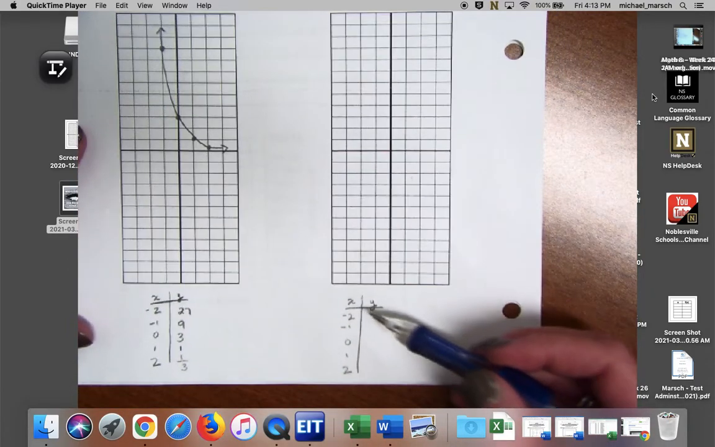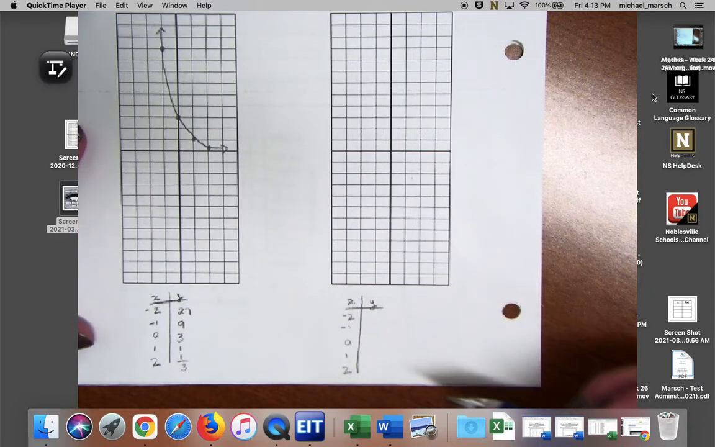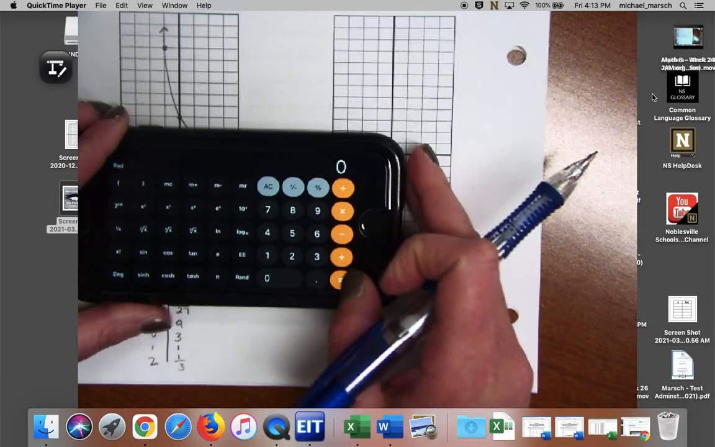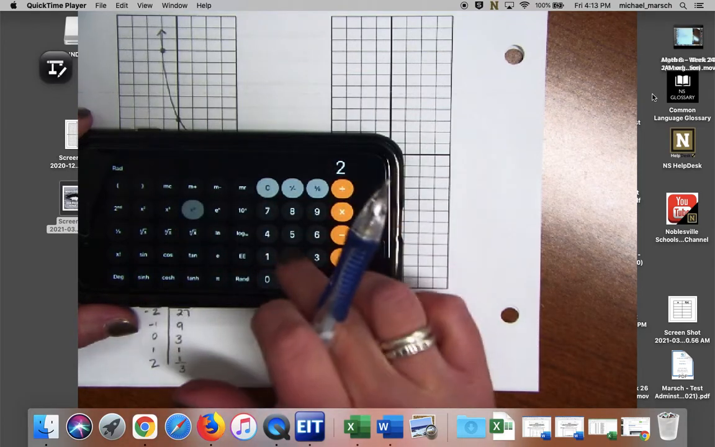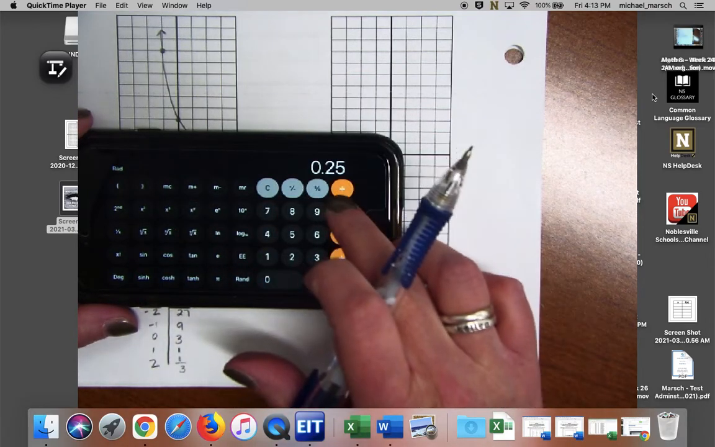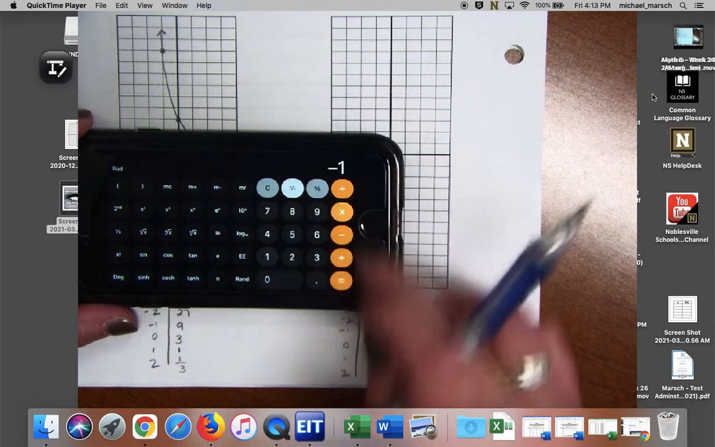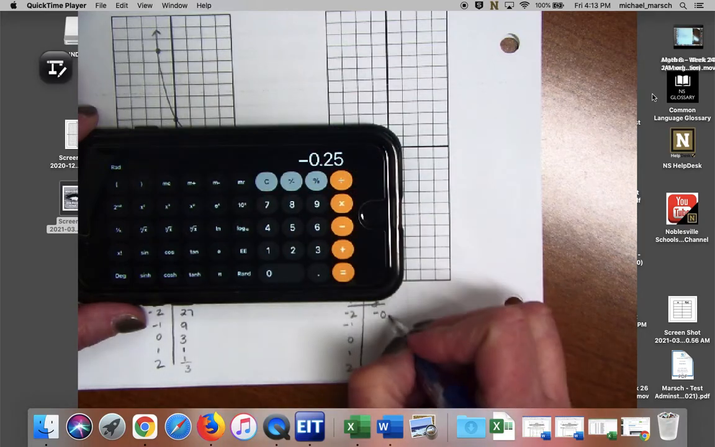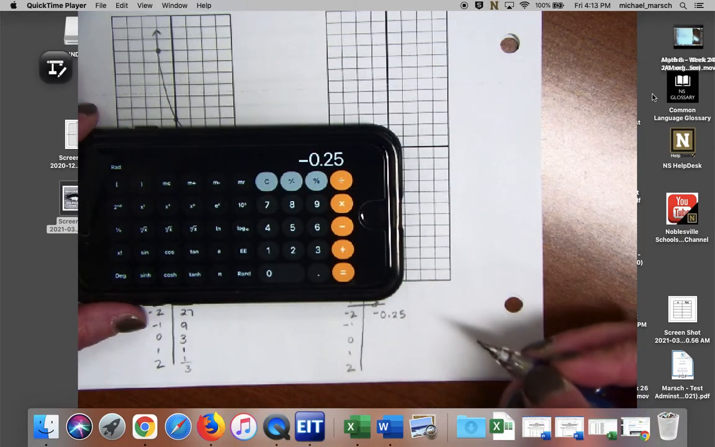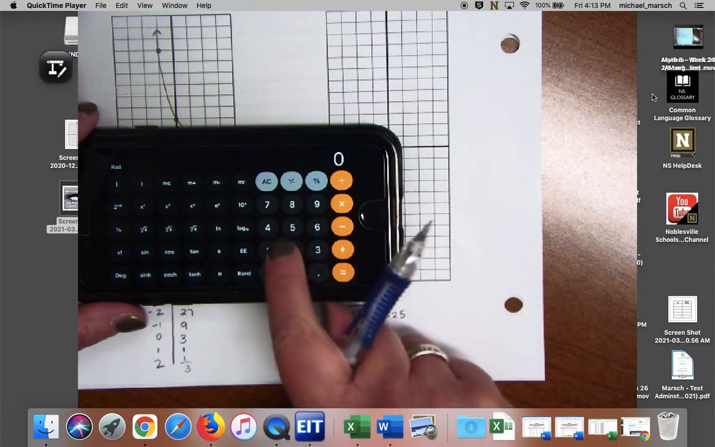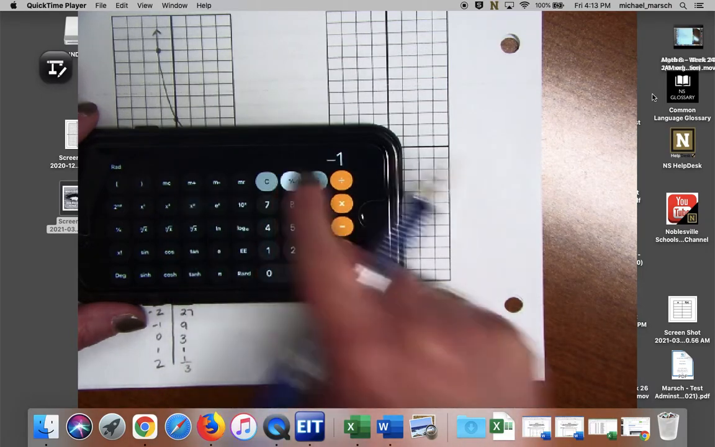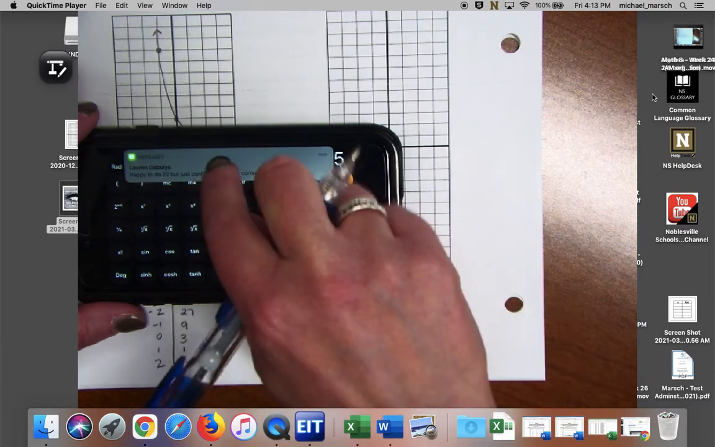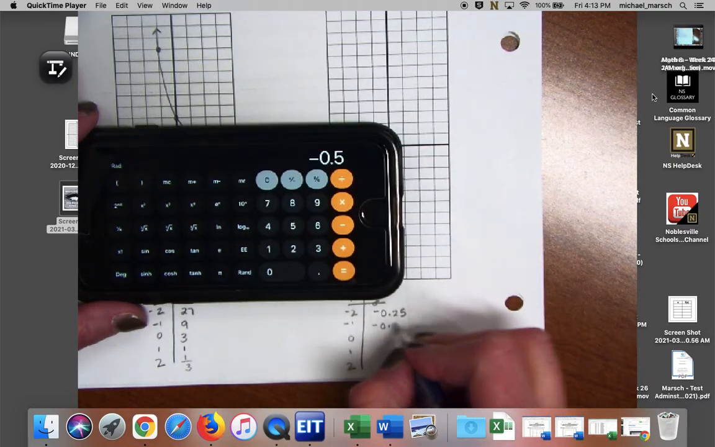I have my tried and true -2, -1, 0, 1, 2. So on my calculator, I'm going to do 2 to the -2 equals times -1, and I'm going to get -0.25. And then I'm going to do 2 raised to the -1 equals times -1. I get -0.5.